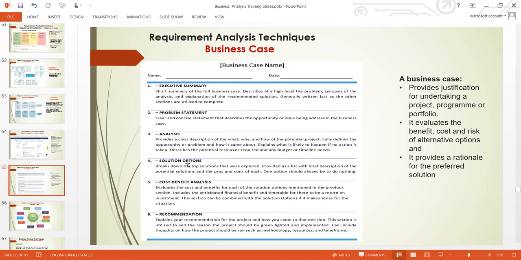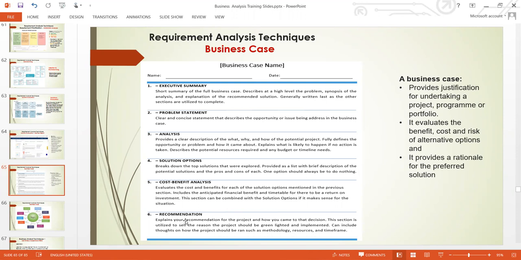Then here is the solution options. All the solution options, all the analysis you've made through the Gartner report, this is where you're going to bring all the solution options. If you are recommending four solutions, you bring the four solutions here and analyze them using the cost and benefit analysis.